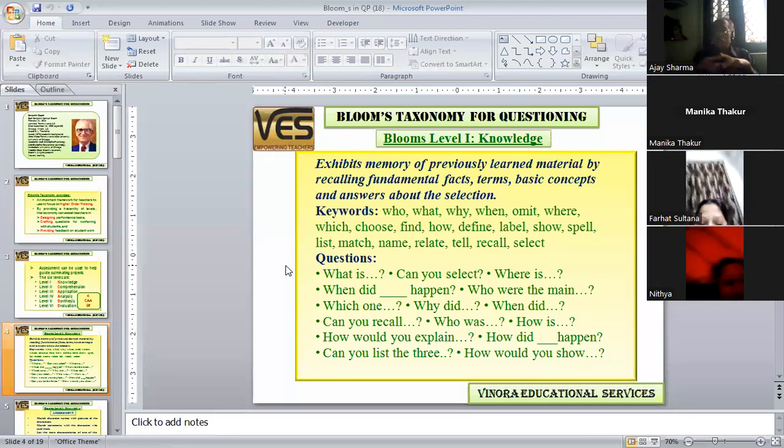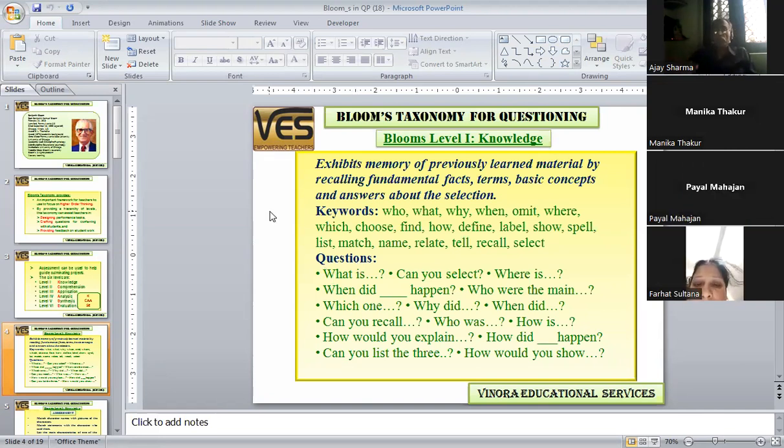Now at the knowledge level, what exactly is to be done? What is required? You see, for the purpose of making question paper, this level tells you what are the keywords.